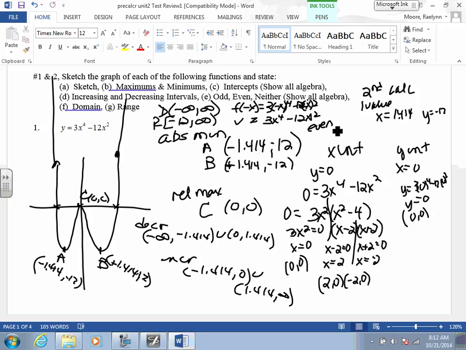Do your sketch. Do your max and mins first. That'll help you find your range. The cubing one is nice that you're going to do next because your domain and your range are all real numbers. So bring this back tomorrow. We'll work on it tomorrow.